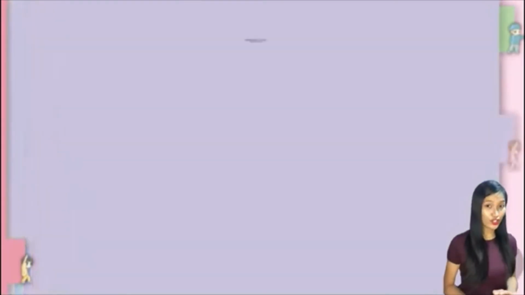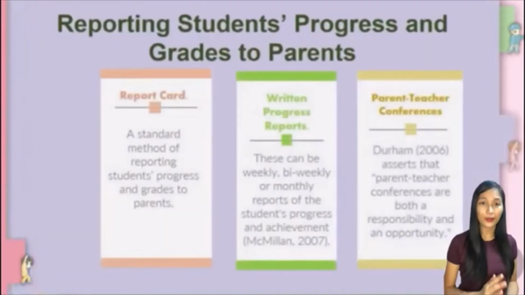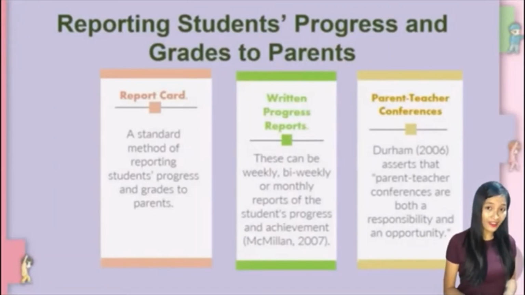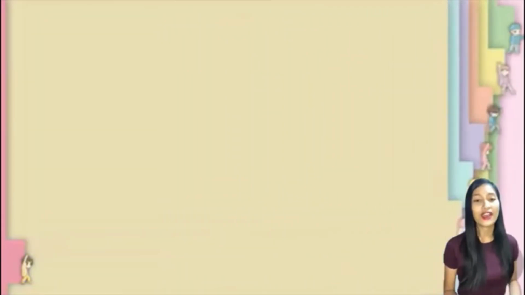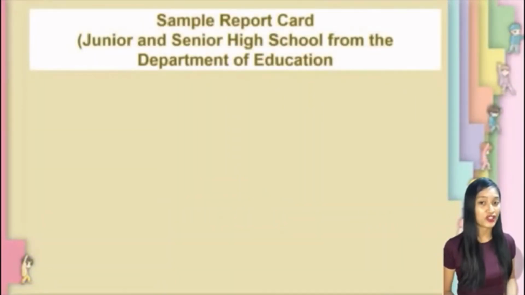So at this juncture, we are going to discuss reporting students' progress and grades to parents. Students' progress and grades are reported to parents through a report card, parent-teacher conferences, and writing conferences. So first, we have the report card. The report card is a standard method of reporting students' progress and grades to parents. So here is an example of a report card of the junior and senior high school from the Department of Education.